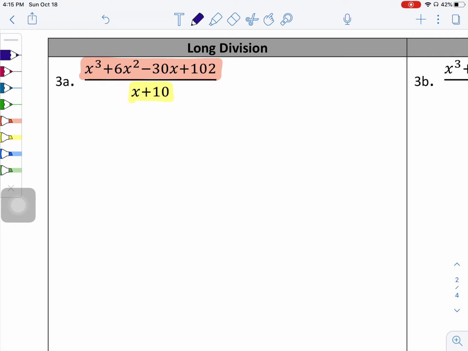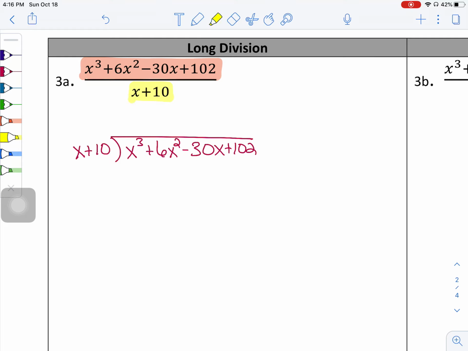So first thing I want to do is set up a division problem. So I am dividing x cubed plus 6x squared minus 30x plus 102, and I'm dividing that by x plus 10. All right. Now, with the last problem, with the numeric example, we did 7. We were dividing by 7, and so we kept looking for how many times does 7 go into those values.